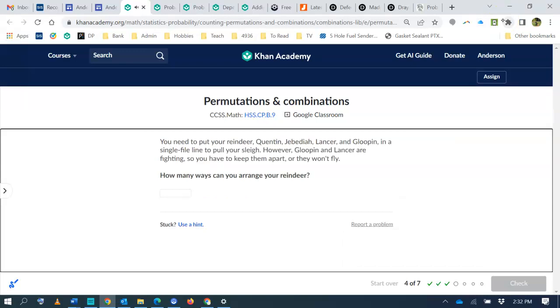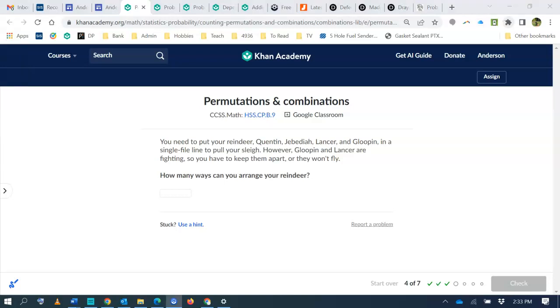Okay, just like the first question, Quentin, Jebediah, Lancer, Glupin in a single file line to pull your sleigh. However, Glupin and Lancer are fighting, so you have to keep them apart or they won't fly. So we're actually going to treat this the exact same way as the first one. We're going to treat the two that don't like each other as 1. So Glupin and Lancer are 1. And then we're just going to double the list again at the end.